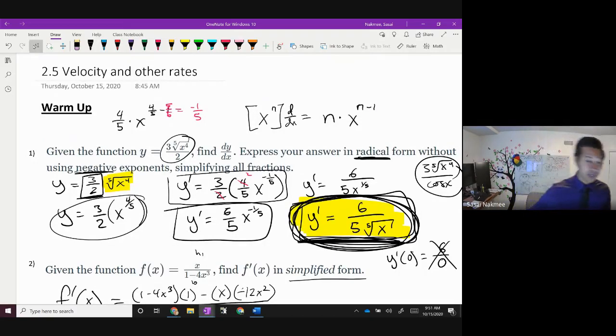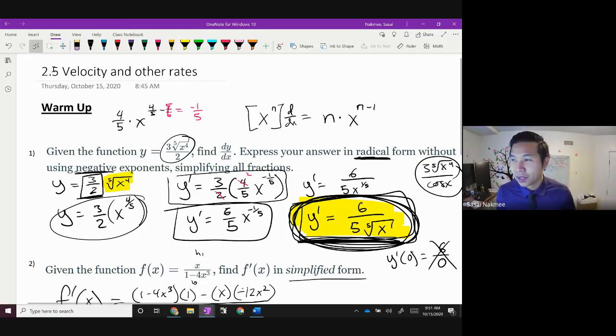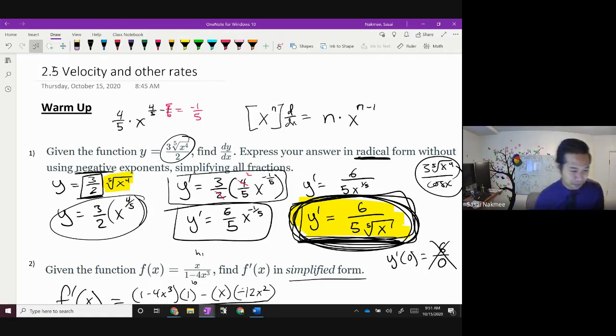All right, today, if you want the title for today's notes, we are starting 2.5, velocity and other rates. If you guys want a second to copy that down, velocity and other rates, right? You guys know what velocity is, right? You guys have heard of that. All right, we did a little bit of talking about velocity in this class.